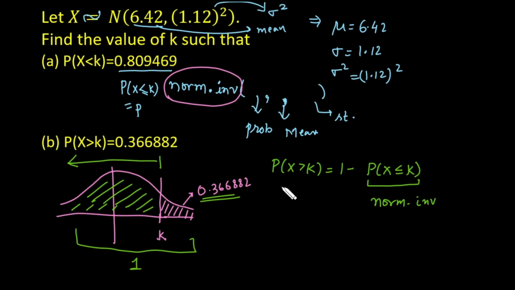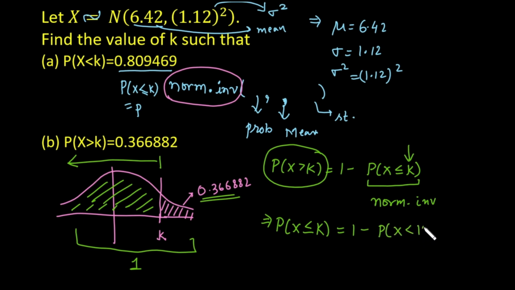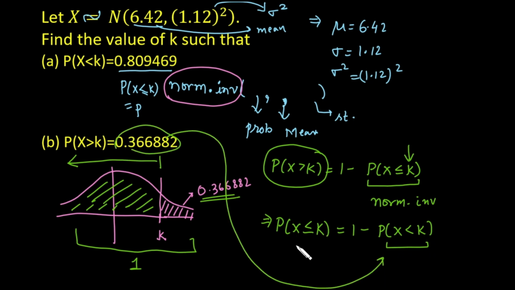And there does not exist any built-in function for this case. In order to find the value of k, we will use this formula, and by this we can say that the probability of x less than or equal to k is equal to 1 minus probability of x greater than k, and this value is given to you, that is this one. So we will plug this value over here, and after that we will use the norm inverse command in Excel. So let's try to find this answer in Excel.